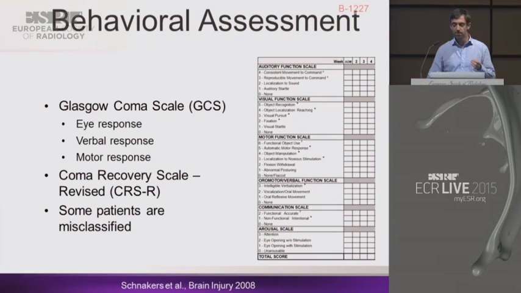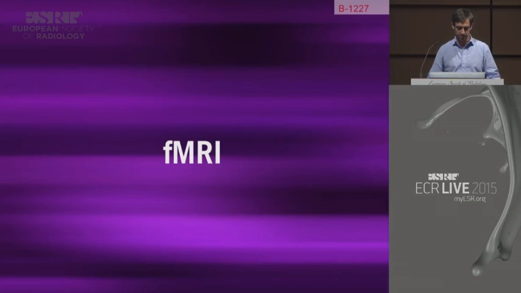So there are behavioral assessment scales, such as the Glasgow Coma Scale or the CRS-R, where we assess the visual function, the motor function, etc. But still, because of the absence of communication and of motion, some patients are misclassified, especially between the vegetative state and the minimally conscious state. So there are several advanced neuroimaging modalities, and I will focus on the advanced ones.